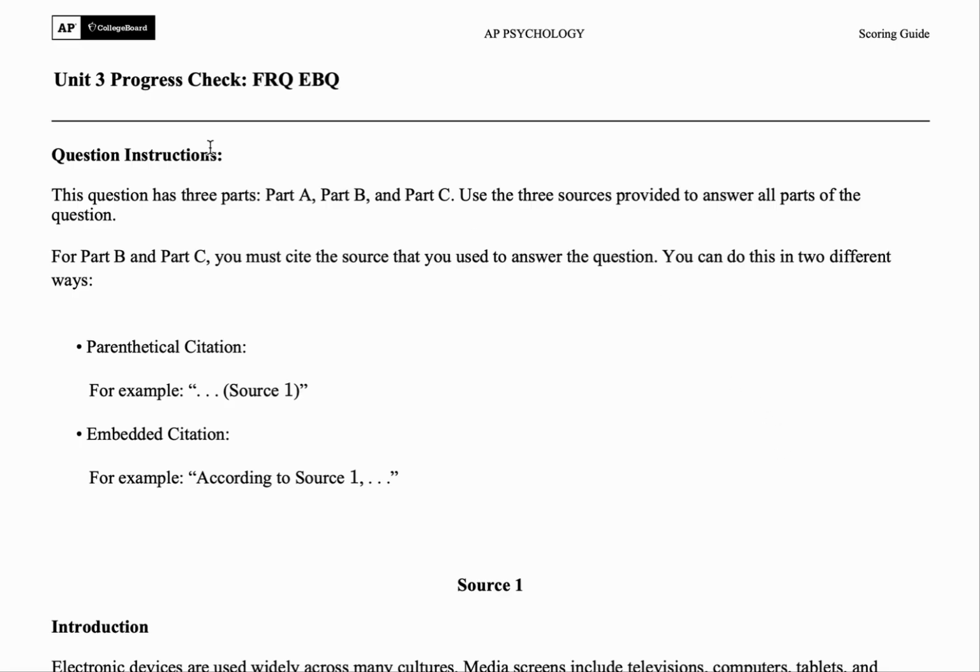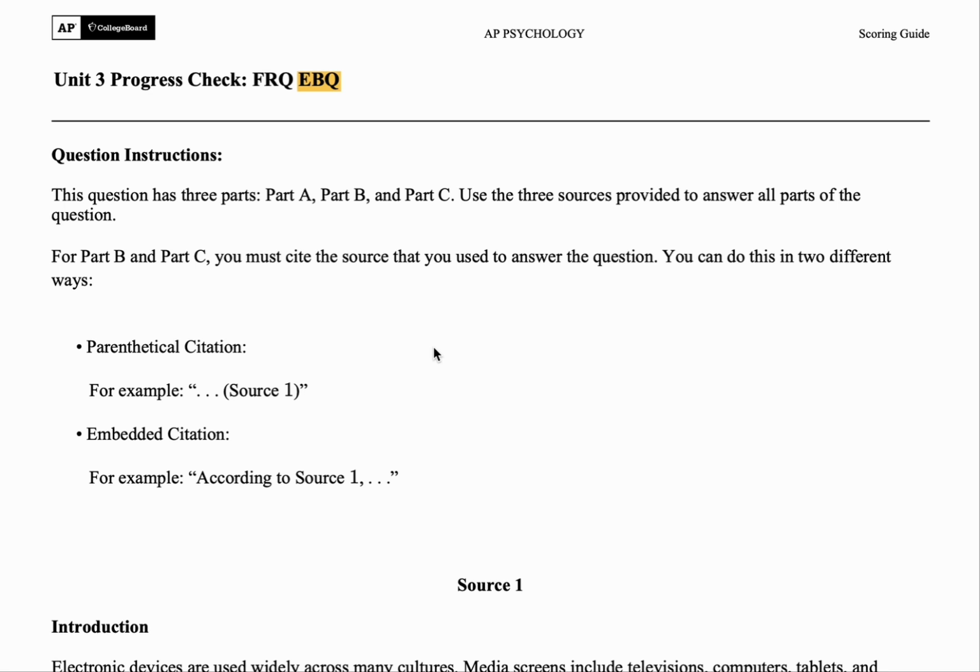Going to be talking about free response questions in the AP Psychology exam, especially the evidence-based questions. We can see here it's labeled as EBQ. It means evidence-based. Before we get into the question today, I want us to look first at the question instructions, because this will look the same on the exam.